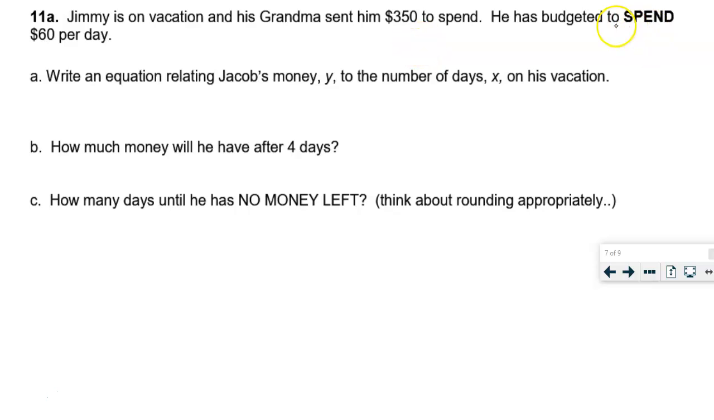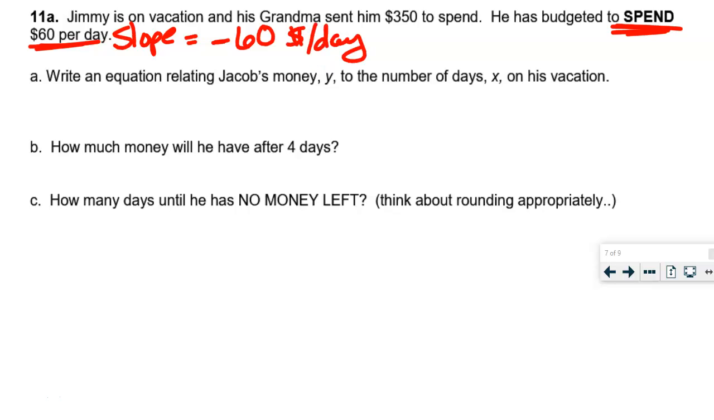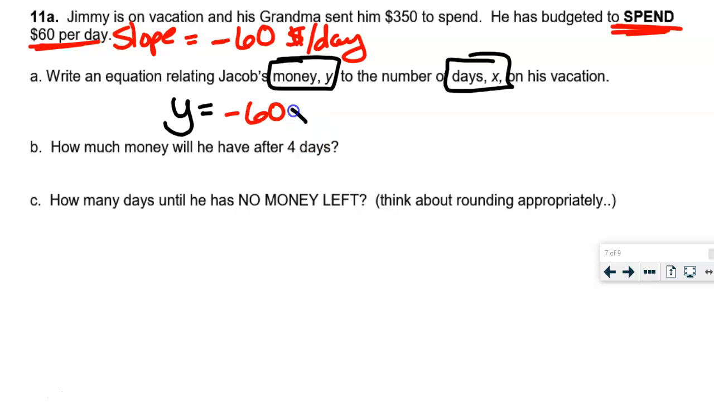Now again, they bolded the word spend. This right here is slope, okay? But because he's spending it, he's losing it, right? So it's losing $60 per day. You can label it if you'd like. So writing an equation that relates his money, which they want you to use y for money, and number of days for x. Let's see. Slope of negative 60 times x.